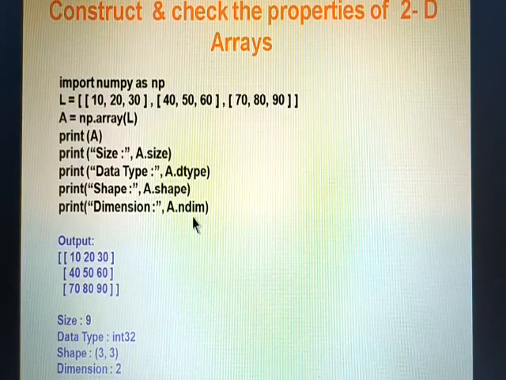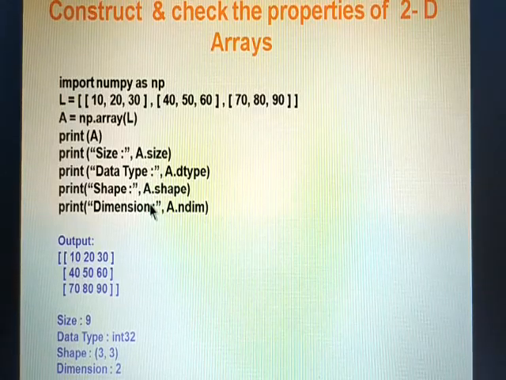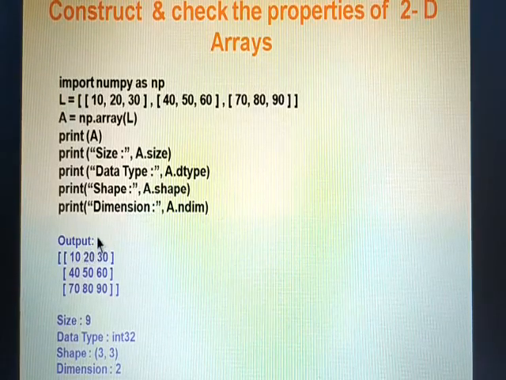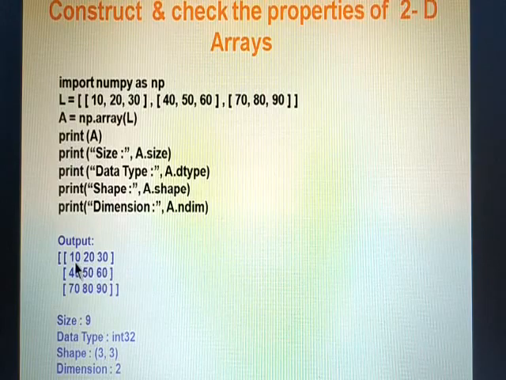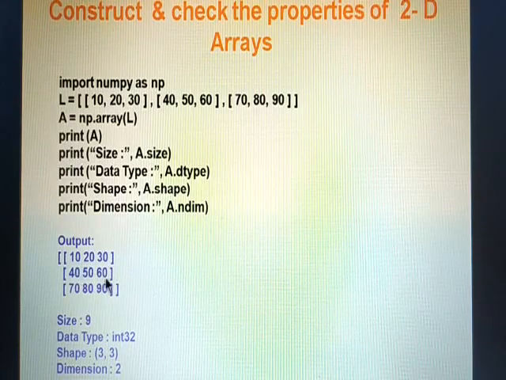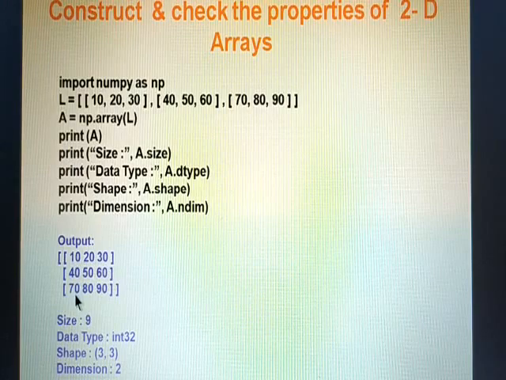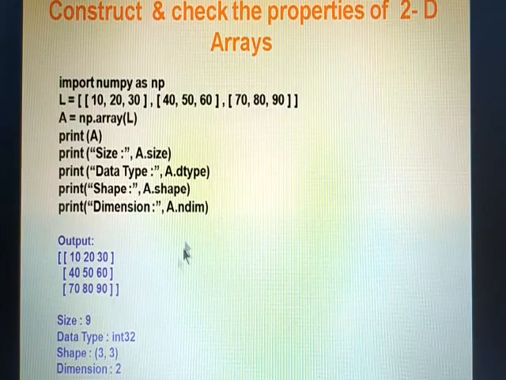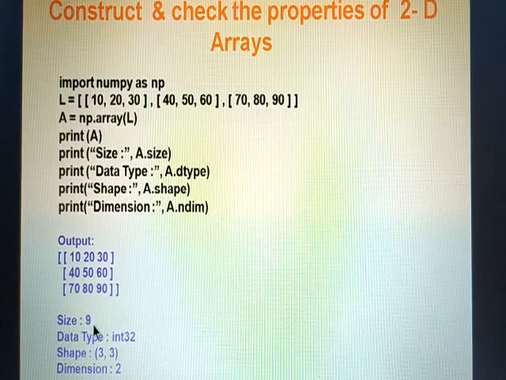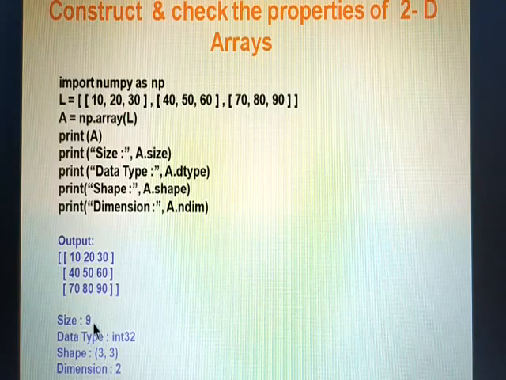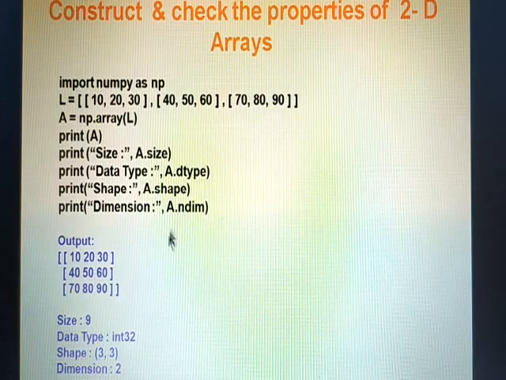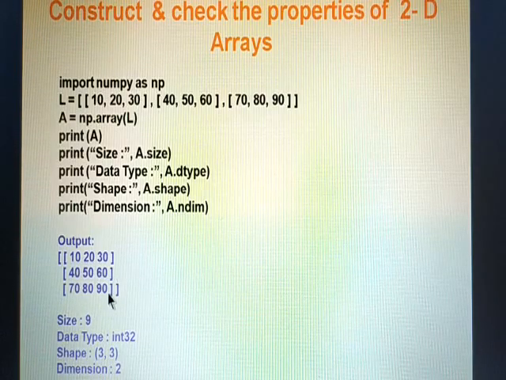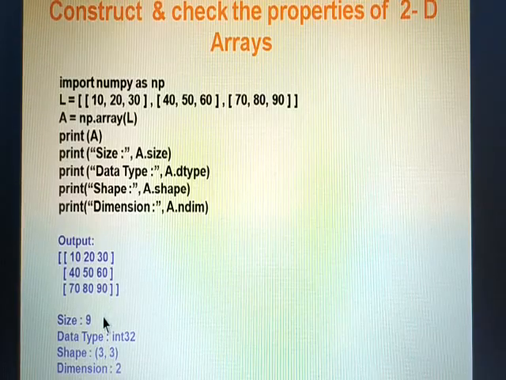Now when we execute these instructions, you see the result given below. First, print A will display 10, 20, 30 in the first row, 40, 50, 60 in the second row, and 70, 80 and 90 in the third row. Now the next, print size, a dot size. This will display 9 because this array is created by 3 rows and 3 columns. So 3 multiplied by 3 is 9. So the total size of the array is 9.